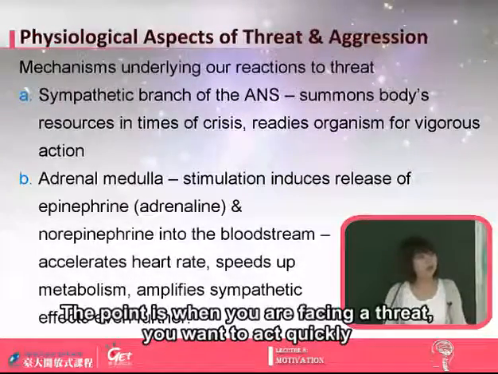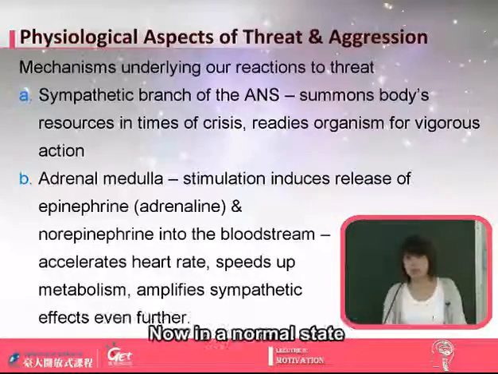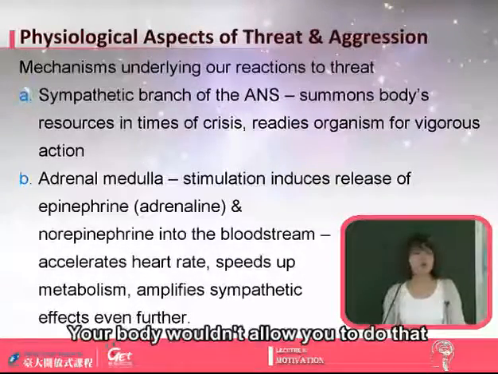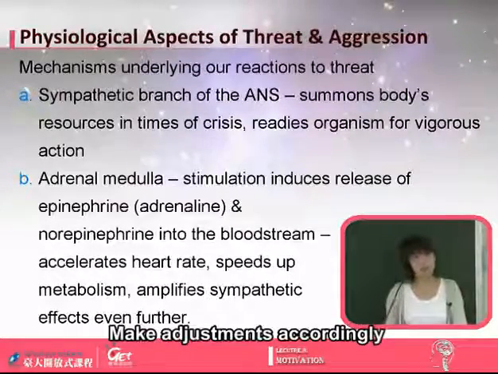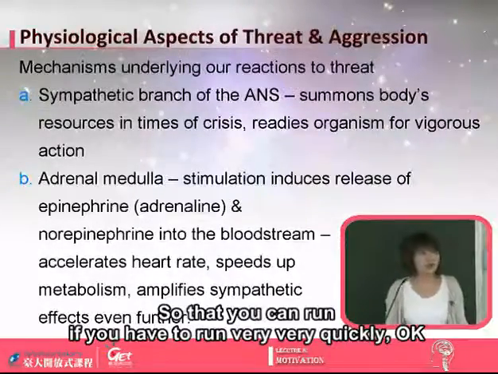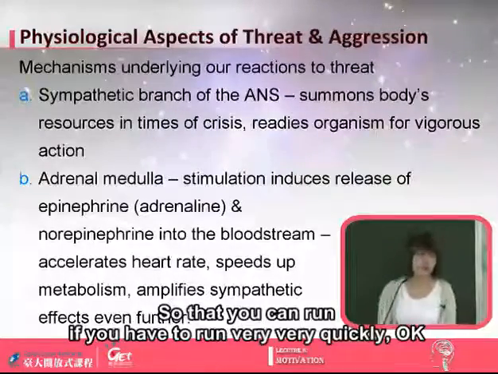The point is, when you're facing a threat, you want to act quickly. Now, in a normal state, your body wouldn't allow you to do that. So the body has to make adjustments accordingly so that you can run, if you have to run, very, very quickly. Okay.